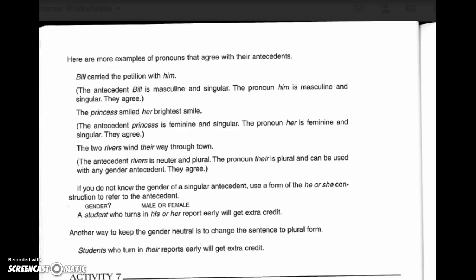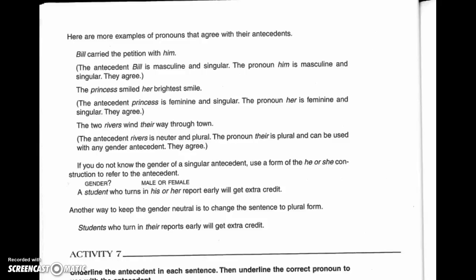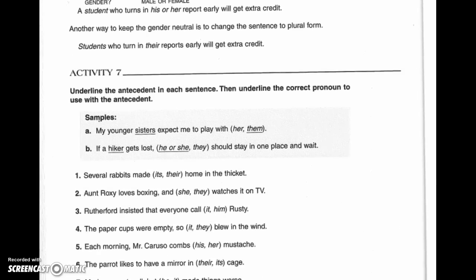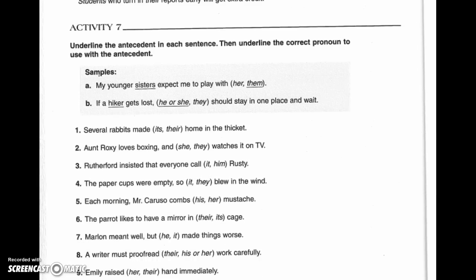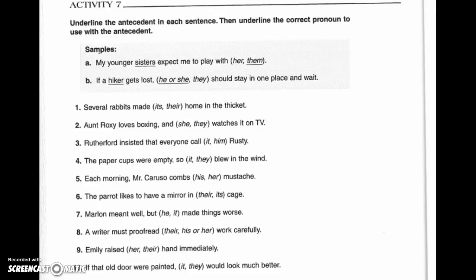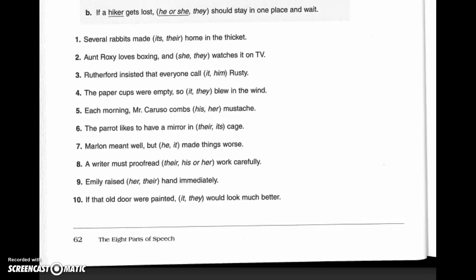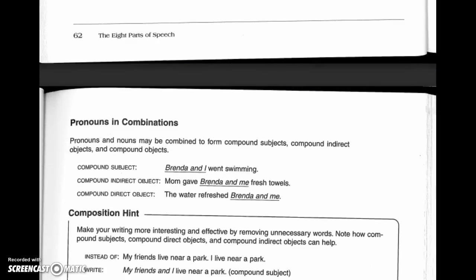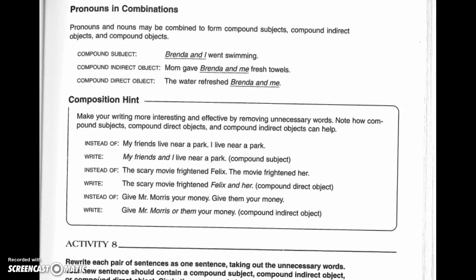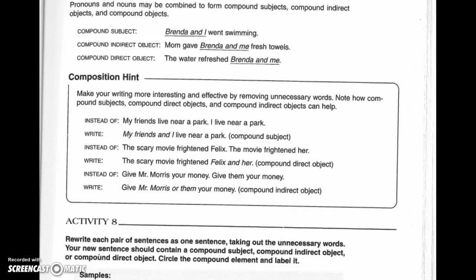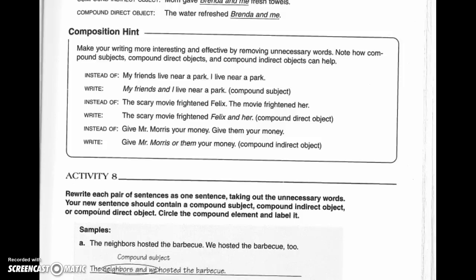You can look at this screen for more practice on it, and then move down to activity 7, where you will be doing numbers 1 through 10. They've given you a choice of words to choose from. It's a little bit easier, so pause now and complete activity 7. This is just another way to make your writing more interesting. This is a pretty good screen to look up.